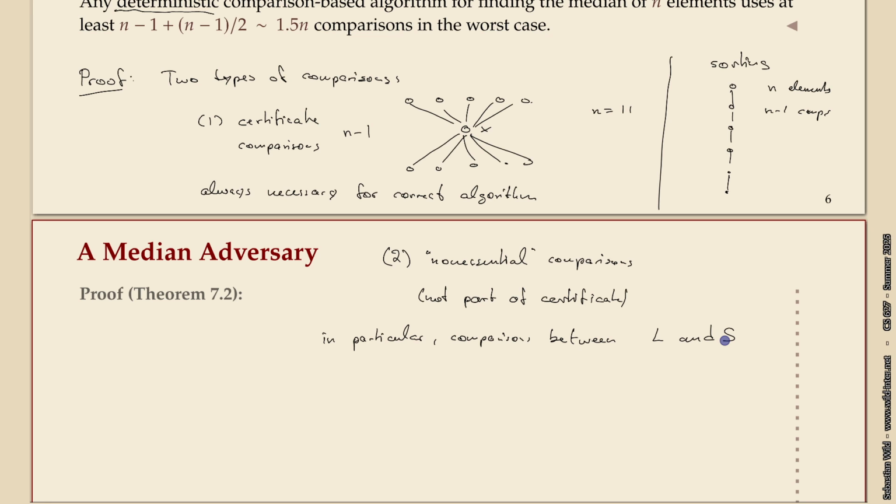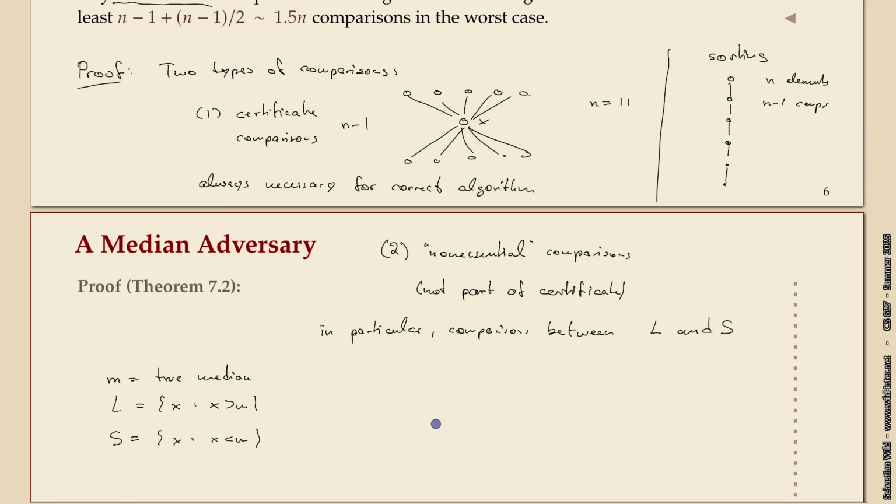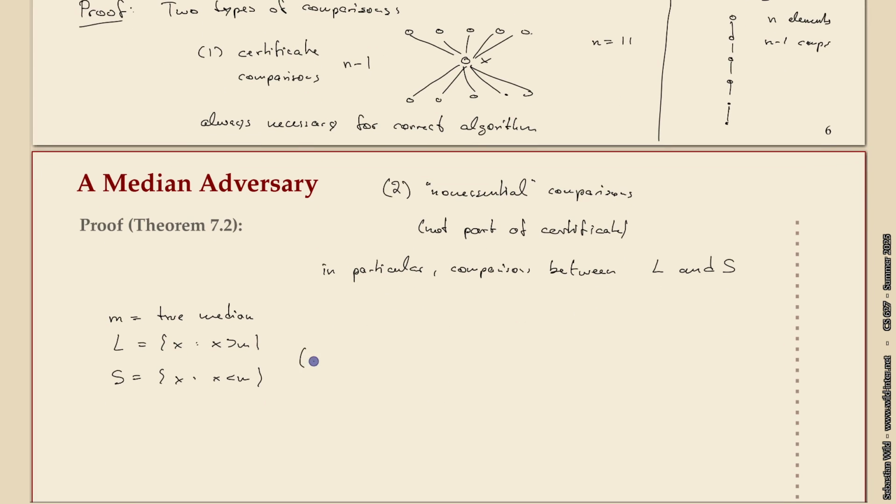The L and S are these sets, so let's define M as the true median. L is all the elements that are larger than the median. Likewise, the smaller ones. And by the way, we know that these are of the same size, right? But that's not needed here.